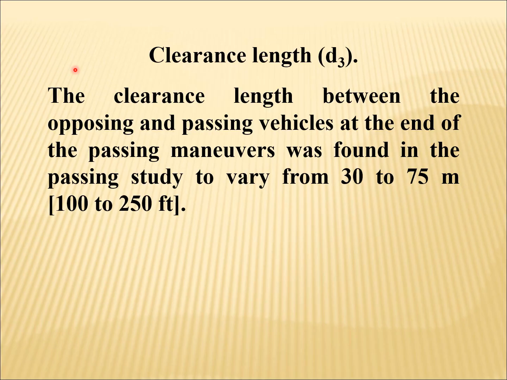Then come to D3, the clearance length. The clearance length between the opposing and passing vehicles at the end of the passing maneuver was found in the passing study to vary from 30 to 75 meters or 100 to 250 feet.